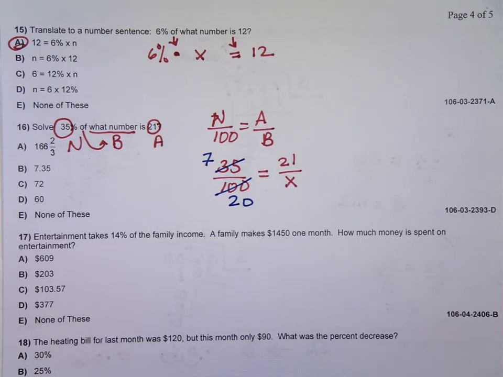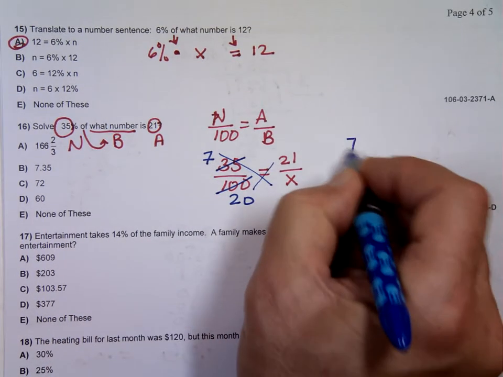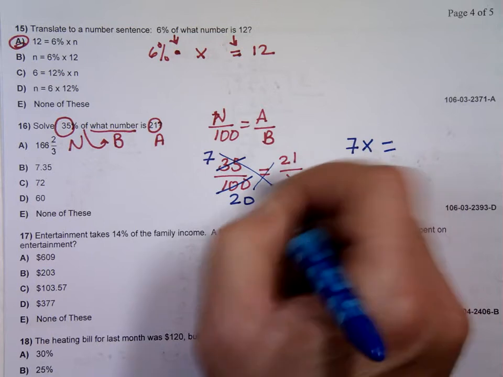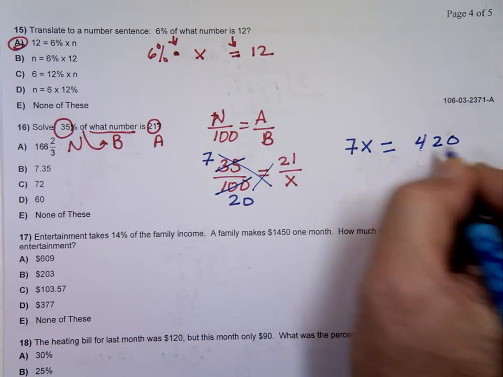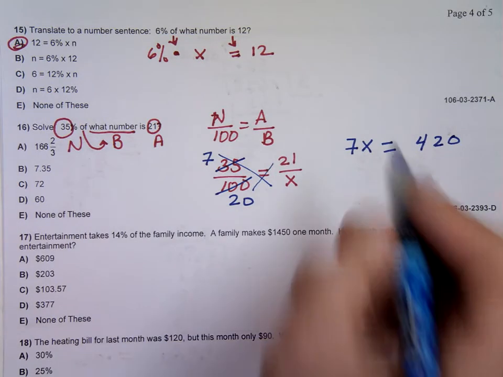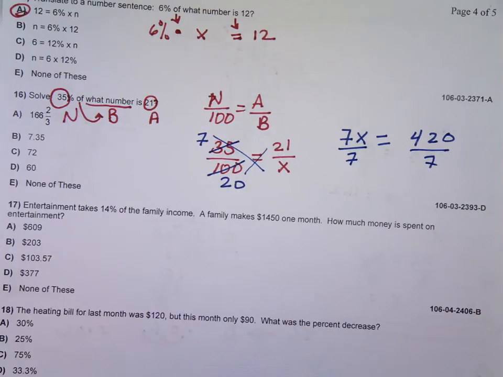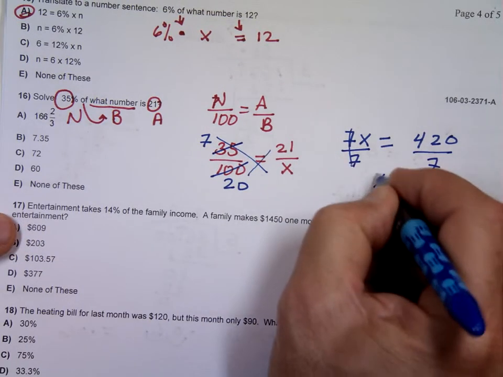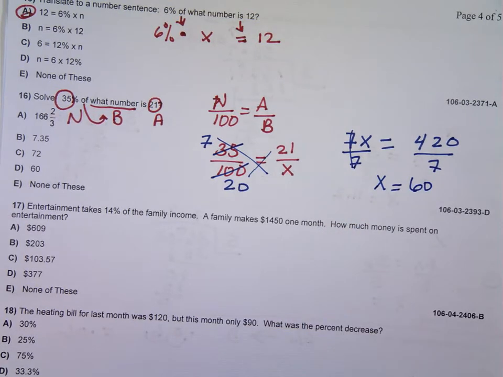Now cross multiply. 7 times x. 7x equals 21 times 20. 420. And to solve for x, you divide by 7. If you do the math, that's 60. If you go to the side and divide them, that number is 60. 42 by 7 is 6.